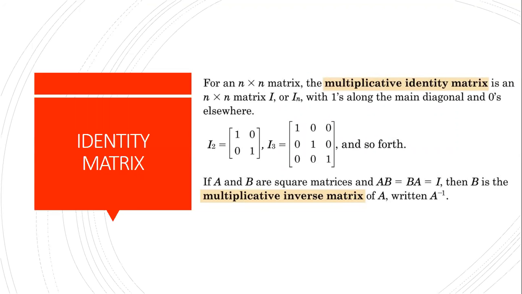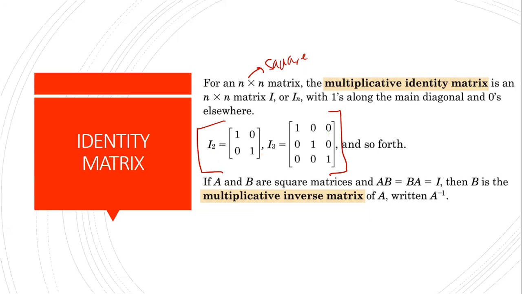All right, so an identity matrix. What is an identity matrix, okay? So for any n by n matrix, this means that it's a square matrix. Same number of rows, same number of columns, okay? The multiplicative identity matrix is an n by n matrix as well. This is what an identity matrix looks like. Those are your identity matrix. An identity matrix consists of zeros and ones along the diagonal.